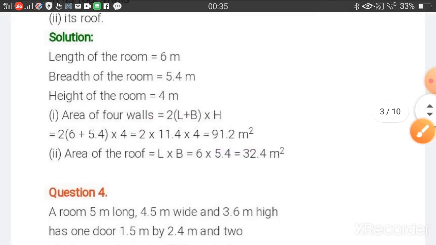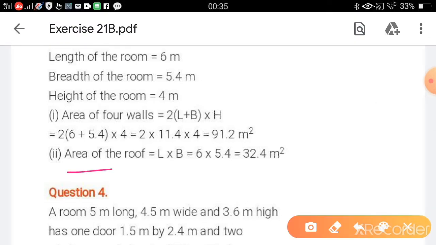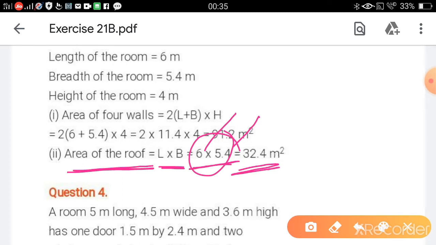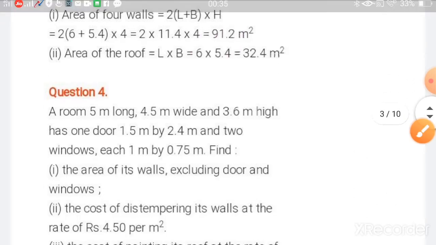Then we will see the second part. The area of the roof will be L into B. L is how much? 6. B is how much? 5.4. So after doing the calculation, 32.4 meter square. 6 multiplied by 5.4 is a fourth class multiplication. Do this calculation by pausing the video. You can pause the video and do this calculation on the page. So 6 into 5.4 is equal to 32.4 meter square. Got it now?